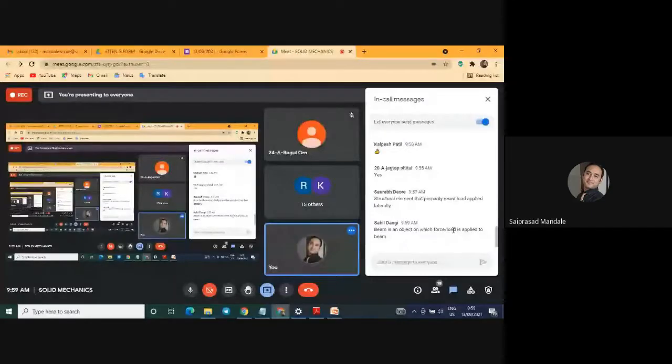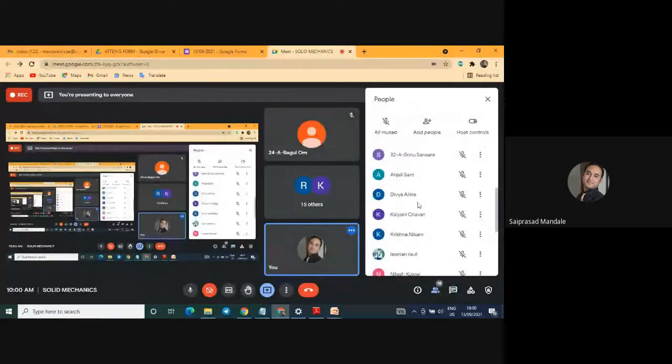Beam is an object on which force load is applied to the beam. Then see, what are you saying, Sahil? Beam is an object on which force load is applied to the beam. Again, I am asking the question: what is beam? To the beam means what is beam? What do you mean by beam? You are on the track, but you are missing something. Very good, well tried.